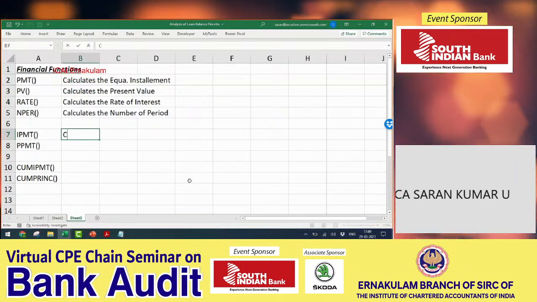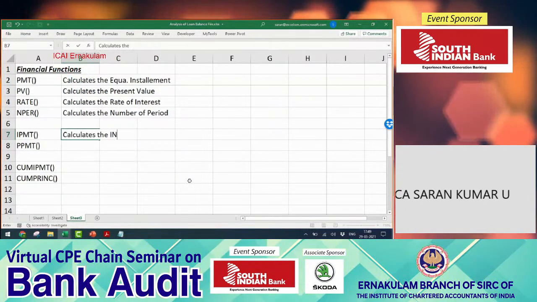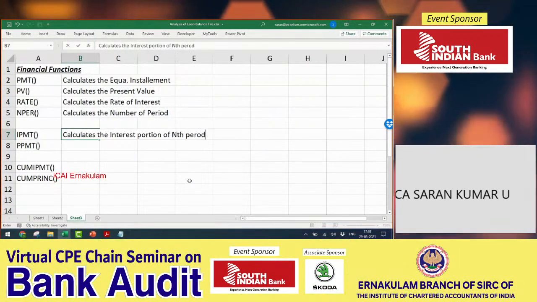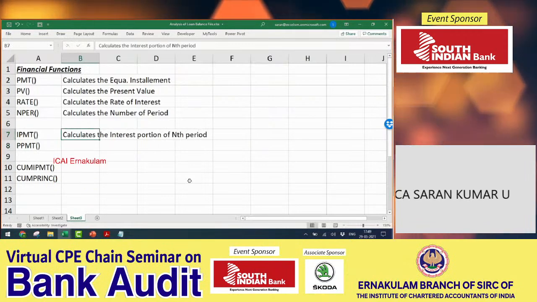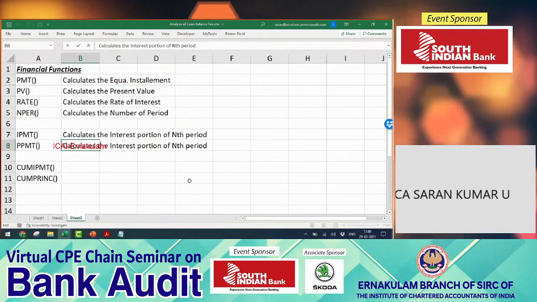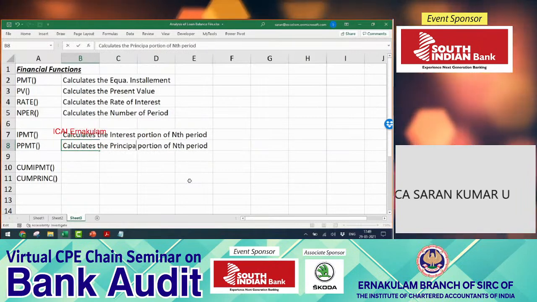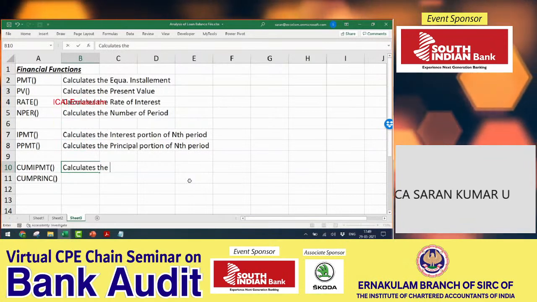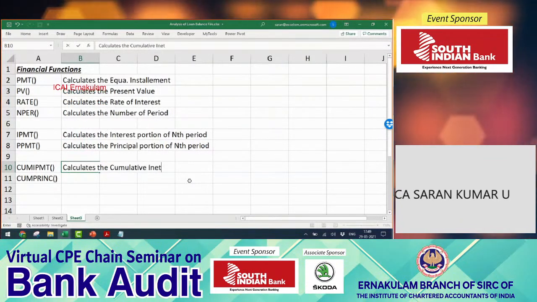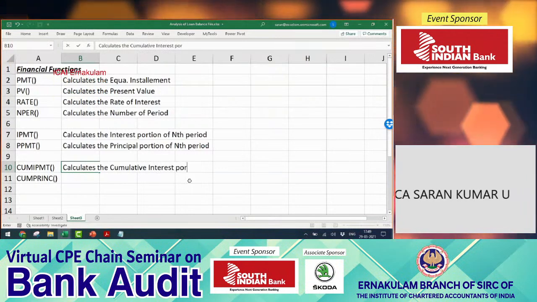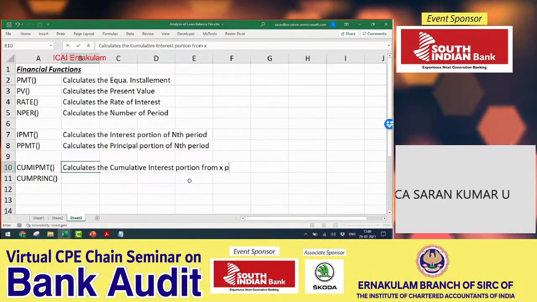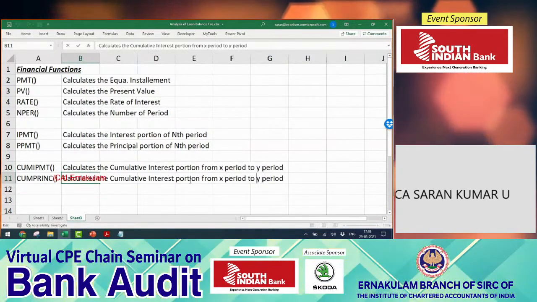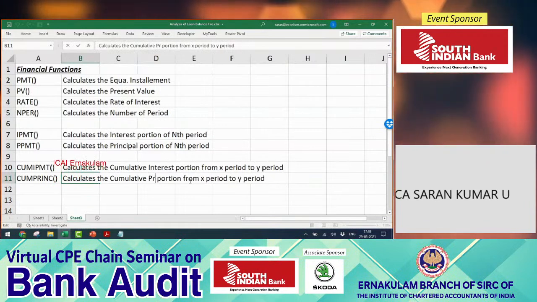IPMT basically calculates the interest portion of the nth period. PPMT calculates the principal portion of the nth period. CUMIPMT calculates the cumulative interest portion from X period to Y period. Right? CUMPRINC does exactly the same, but it gives the principal portion.